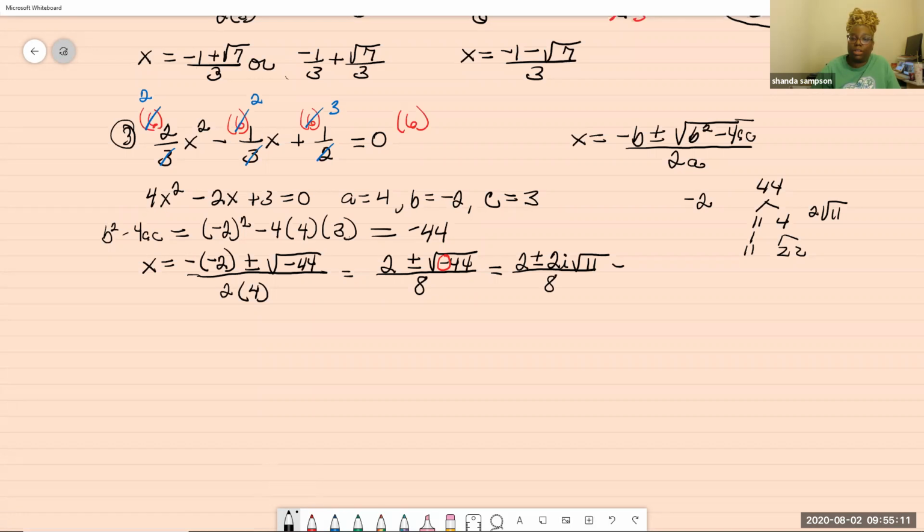So what's our final answer going to be here? Well, we see that we can factor out a 2. So we get 2 times 1 plus or minus i radical 11 all over 8. 2 and 2 cancel out, leaving you with 4. So your final answer is x equals 1 plus or minus i radical 11 over 4.